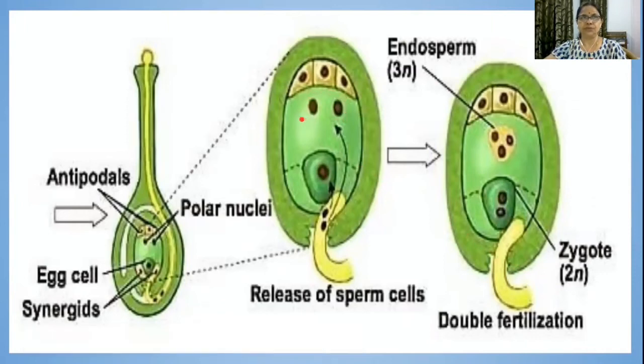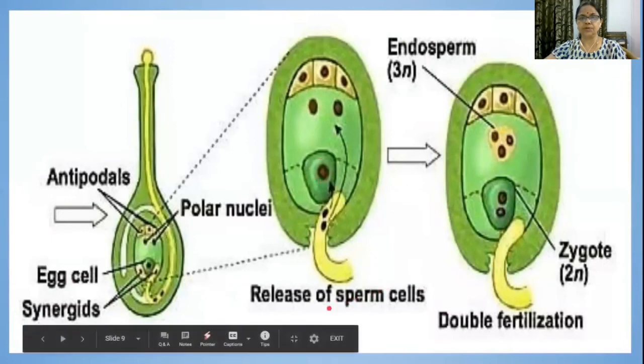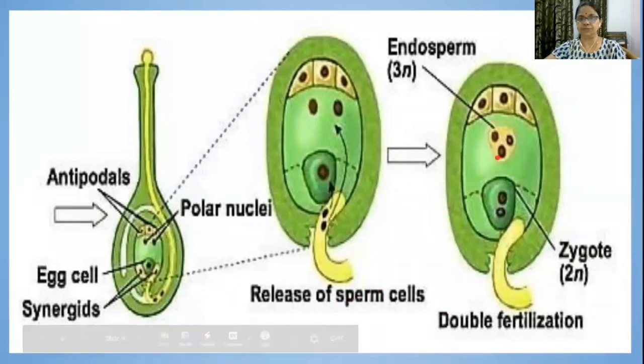In this diagram, it is very clear that these are the 2 polar nuclei. They fuse with one of the male germ cells, and this is the egg cell which fuses with another male germ cell. It is also called sperm cell. So here comes the result of the triple fusion. Here is the result of the fertilization process.